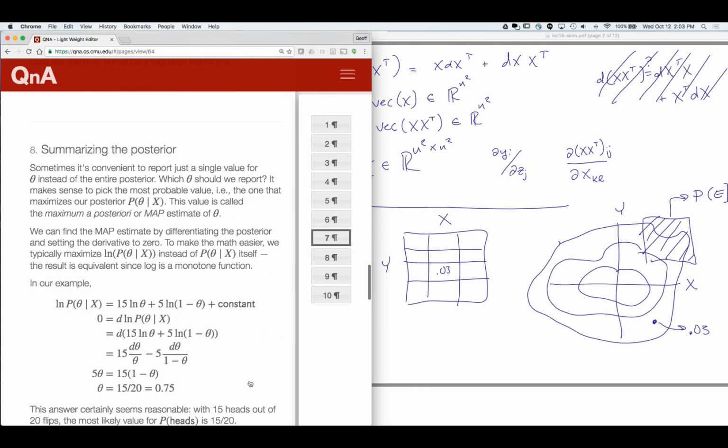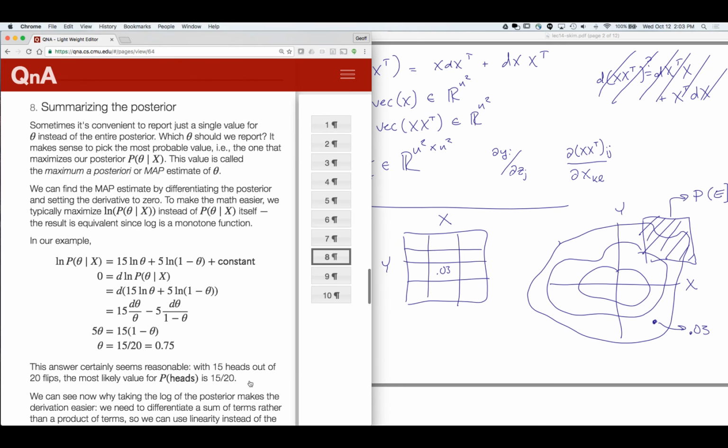All right. So the posterior is a whole function, or a whole distribution. What if we want to report just a single value for the parameters instead of the entire posterior? The value that makes most sense to report is the most probable one, the one that maximizes our posterior. And so this one's called the maximum a posteriori, or MAP, estimate of our parameters.